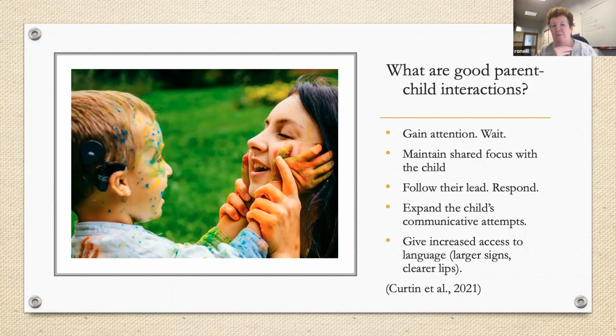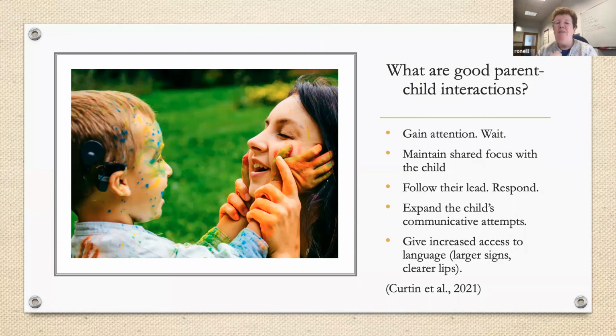So the best practice from the research reviewed by Martina Curtin and others was, first of all, learn how to gain attention and learn how to wait for the child to respond. Maintain shared focus with the child on a toy, looking back to the parent, looking back to the toy, for example. Learning how to follow the child's lead and responding to the child, following them in play, which some parents don't do automatically. And learning how to expand the child's communicative attempts, so building on what they have, asking open questions.